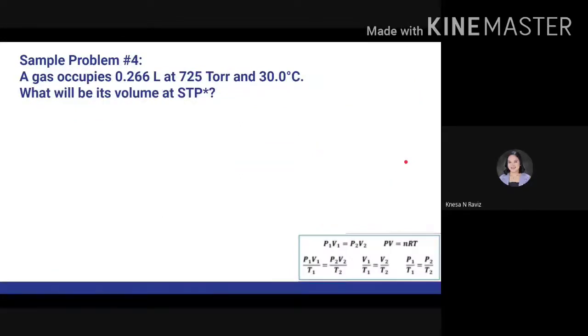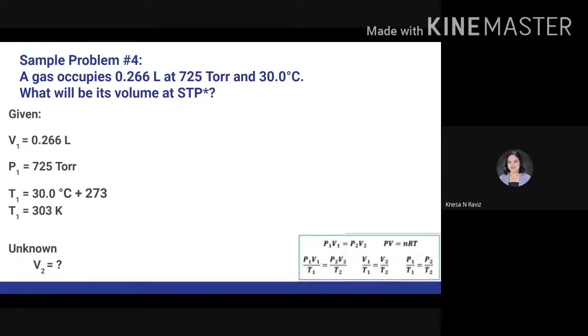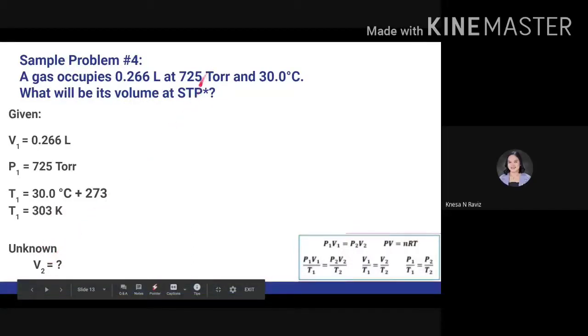Next, we have sample problem number 4. A gas occupies 0.266 liters at 725 torr and 30.0 degrees Celsius. What will be its volume at STP? First, let us write down the given in the problem. Initial volume is 0.266 liters. Initial pressure is 725 torr. And temperature is 30.0 degrees Celsius. We are looking for the final volume at STP.